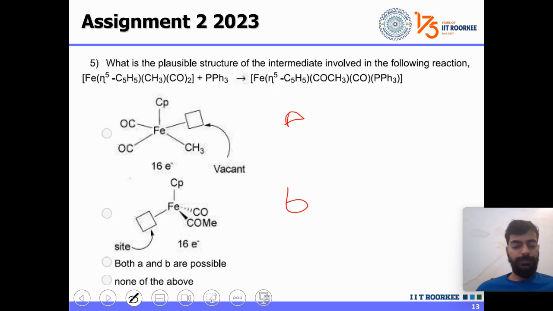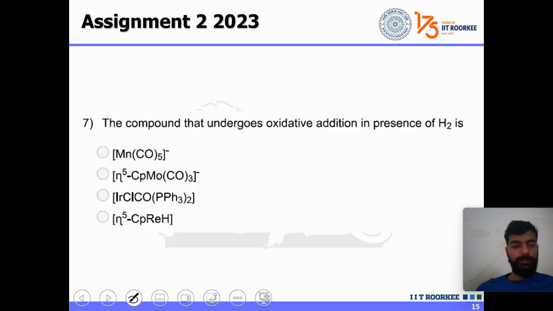Any doubts? So that means we need a vacant site. This both can be done. Both A and B are the answers for this question. Let's move to the next question.